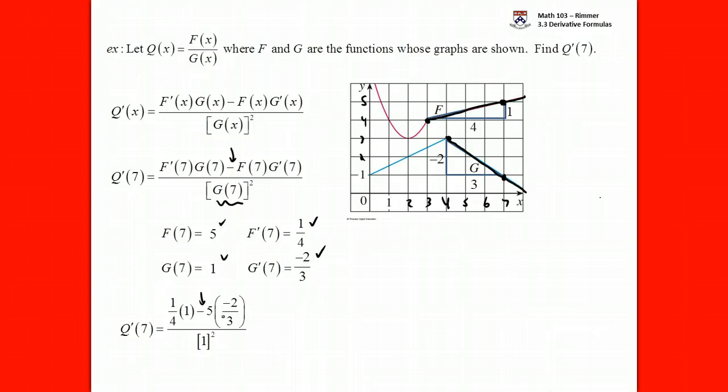Okay, to be able to answer this question, first show that you know how to use the quotient rule, and then show you know what these symbols really mean, because you don't have the formulas, you just have graphs. Okay, it's 1/4 plus 10/3, common denominator 12. So 3/12 and 40/12. So altogether 43/12. All right, be able to answer a question like that.